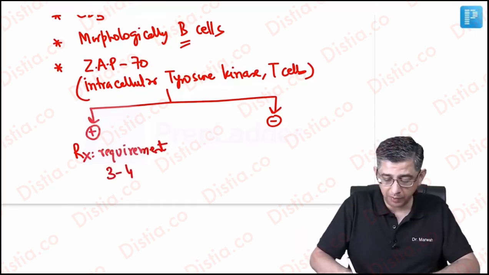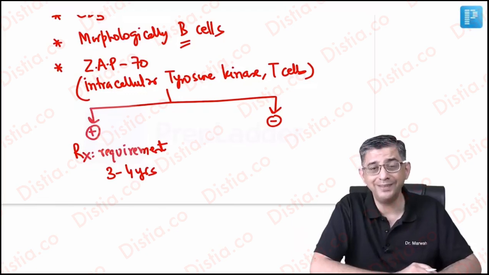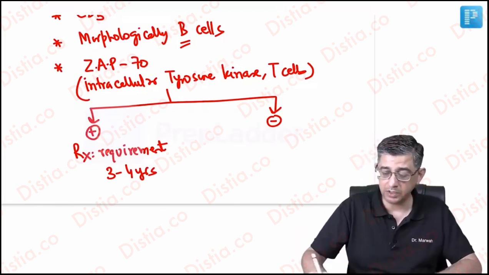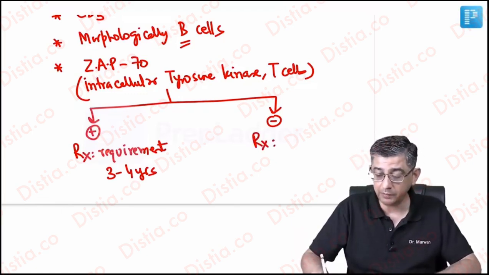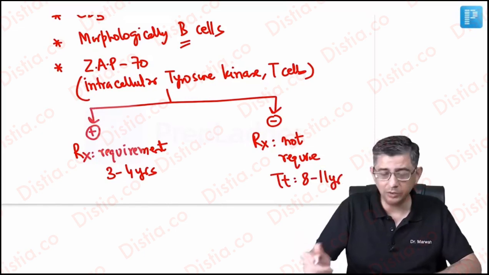Most of the time, if this is going to be ZAP70 positive, the treatment would be coming in the next 3 to 4 years. Whereas if you read that it is ZAP70 negative, that would be good prognosis. Person will not require treatment for the next 8 to 11 years. Now you don't need to remember 8 to 11, 3 to 4 years.